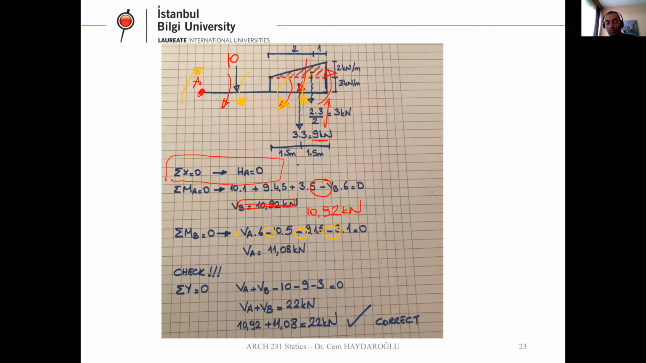So vertical A and vertical B should be totally 22. We have vertical A and vertical B values. We can sum these two numbers. If we get 22, that's okay. We are in the right way. If we get a different number, oh, that means we made a mistake in the previous calculations. We have to check them out again. Okay.